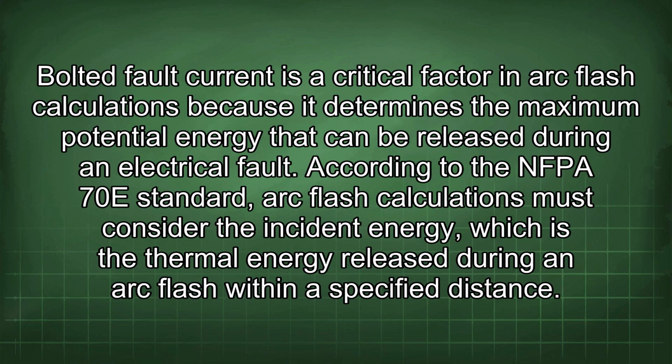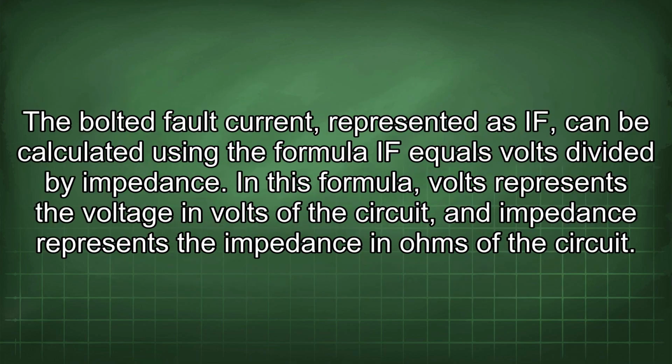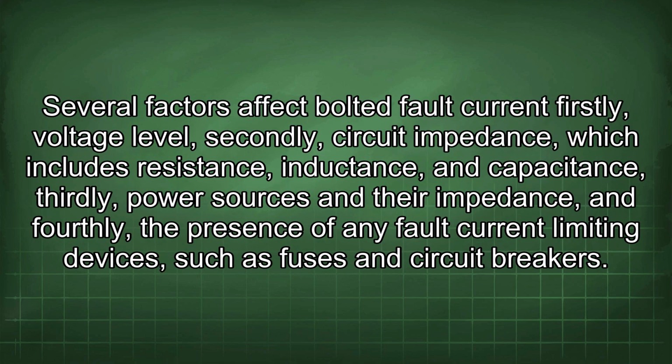According to the NFPA 70 standard, arc flash calculations must consider the incident energy, which is the thermal energy released during an arc flash within a specified distance. The voltage fault current, represented as IF, can be calculated using the formula IF equals volts divided by impedance. In this formula, volts represents the voltage in volts of the circuit, and impedance represents the impedance in ohms of the circuit.